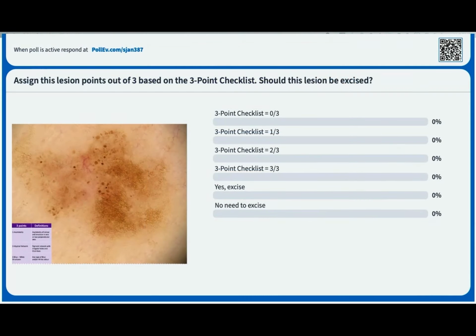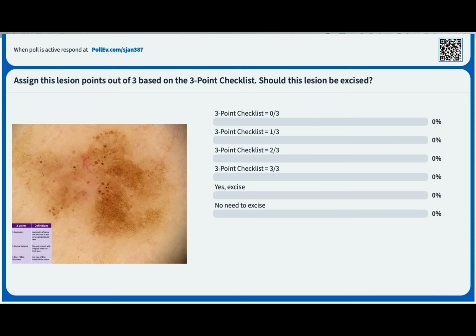Okay, so this is the first question we have here. Again, hopefully you could see the purple table, might be a little bit too small, but just remember: number 1, asymmetry. Number 2, atypical network. Number 3, blue-white structure, so blue-white veil. If it's 0 to 1 out of 3, we usually don't excise it. 2 or 3 out of 3, then it's something that you might want to consider taking out.